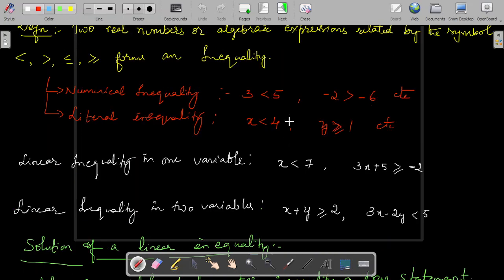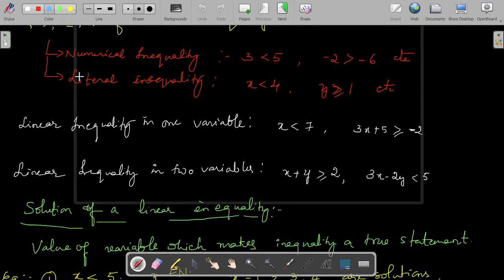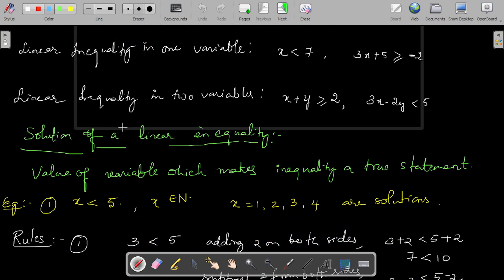In the case of a numerical inequality, there is nothing to find, no need to find a solution, because they are all statements that are either true or false. Whatever is given, we have to identify and state it. But in the case of literal inequalities, like x < 4, x can take any value. Any number less than 4 can be a solution. The value of the variable which makes an inequality a true statement is called its solution.